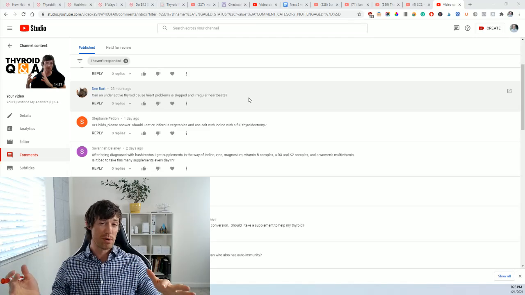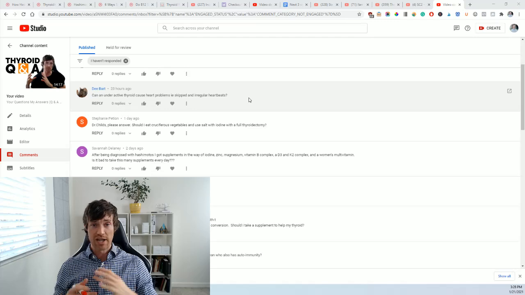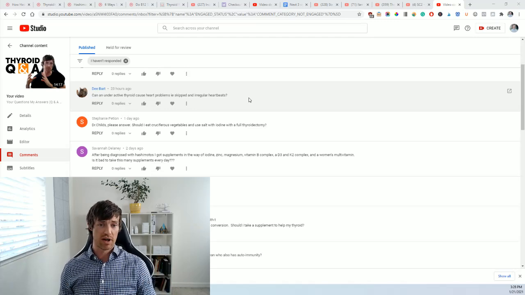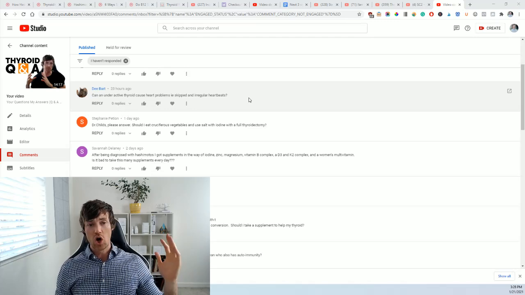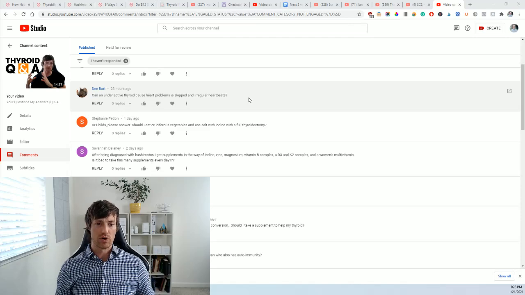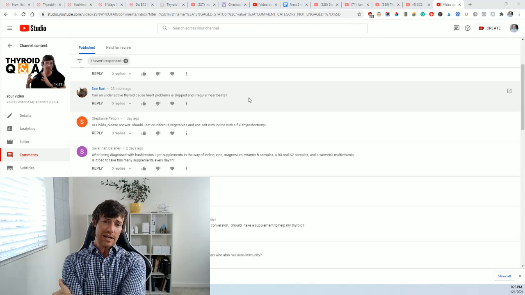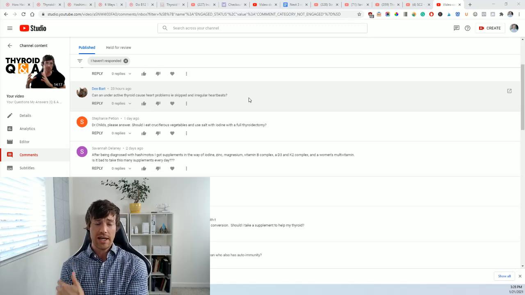In fact, for most people, even if you have a thyroid, you should not avoid cruciferous vegetables. They're totally fine. And if you are worried about the goitrogens, all you have to do is steam them, and that reduces the concentration of those things, and it's usually fine. Now, using salt with iodine is another question. Yes, you should use iodine. You still want to be getting iodine from natural sources, even if you don't have a thyroid.